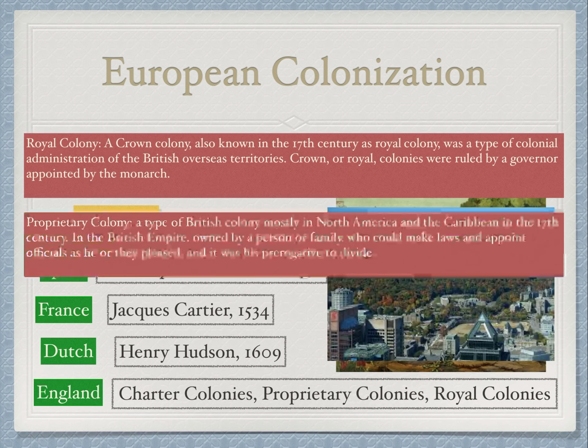A proprietary colony is going to be something that is owned by a person or a family. So I think mostly of somebody like William Penn in Pennsylvania. He buys a whole bunch of land. He creates the government that he wants. It's in the name of England, but the governor there is a family, right?